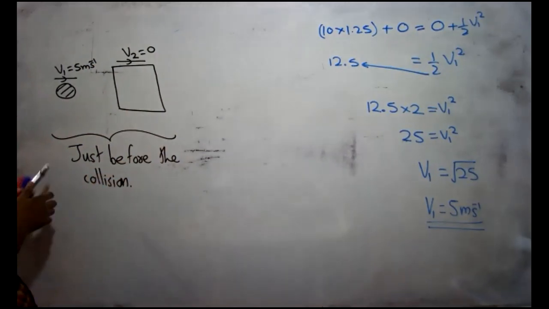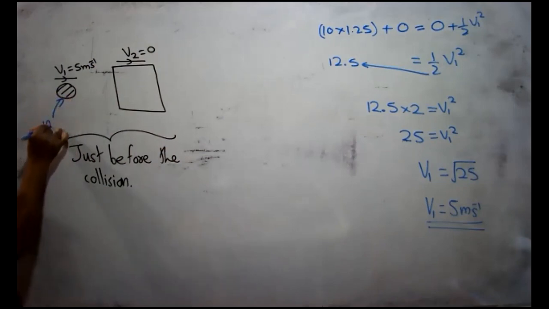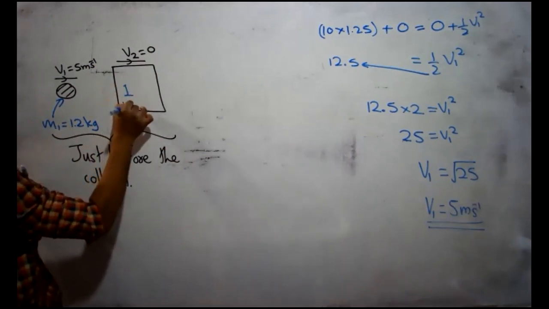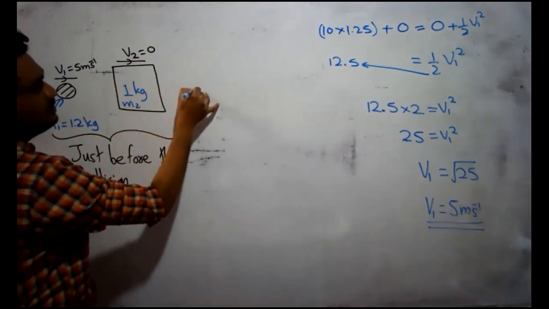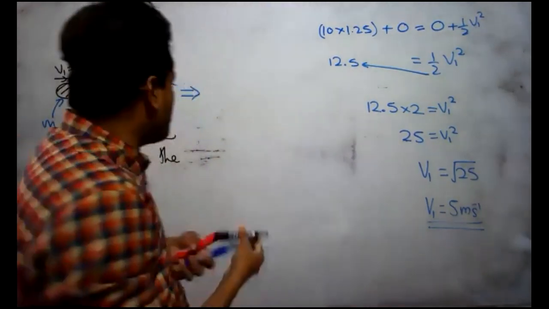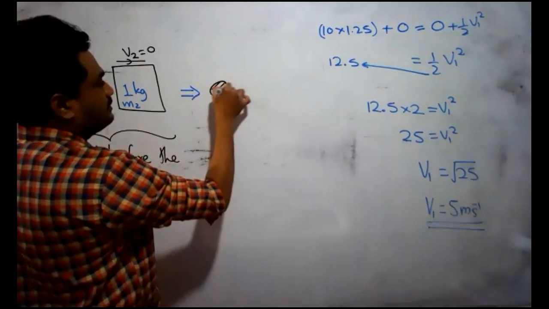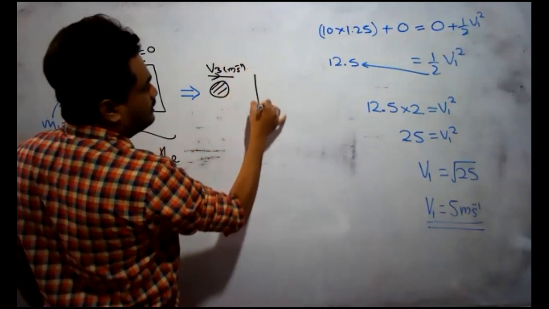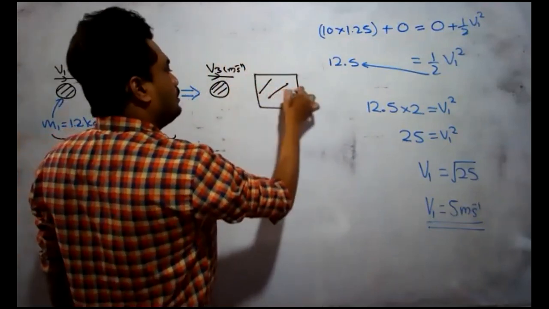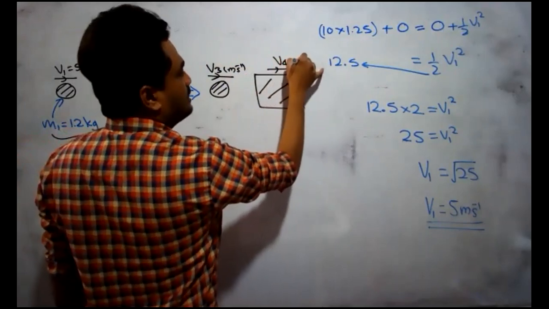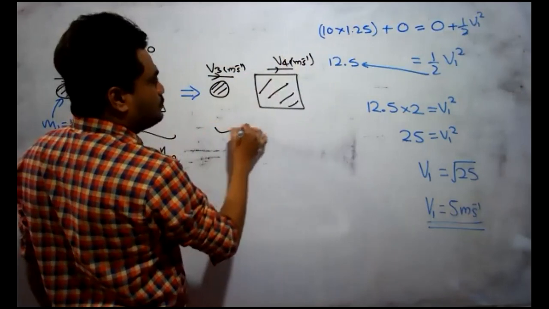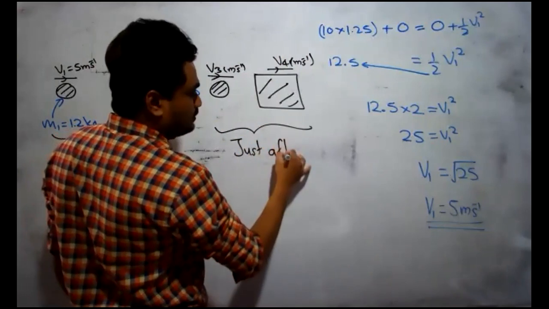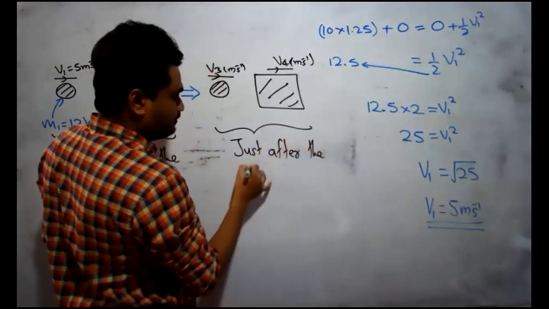They have given us the masses. Mass of this object is given as 1.2 kilogram. Mass of this object is given as 1 kilogram. After the collision, the two objects will start to move with two different velocities. This will start to move with the velocity of v3 meter per second. This object will start to move with the velocity of v4 meter per second. So this question asks us to find this velocity v4 just after the collision.